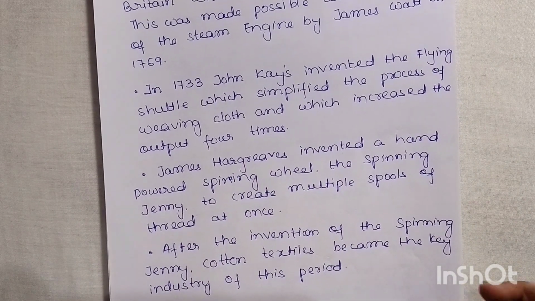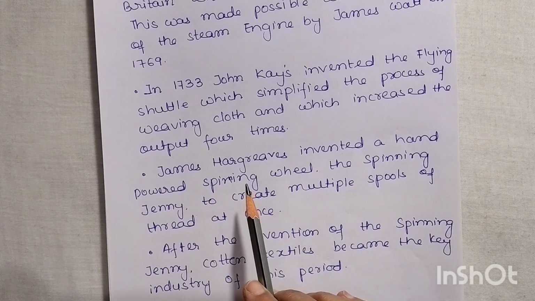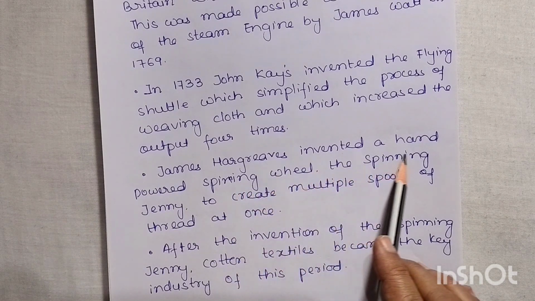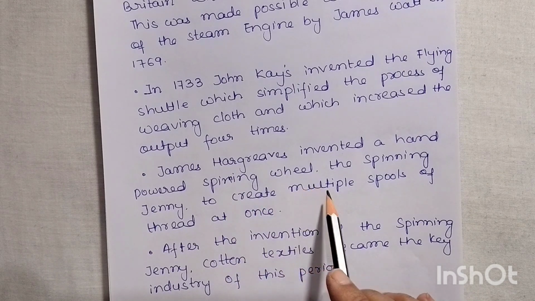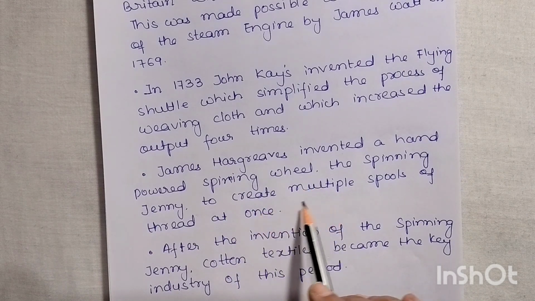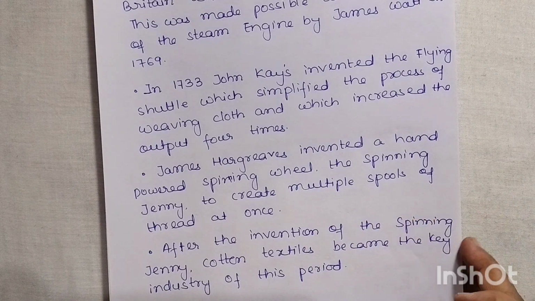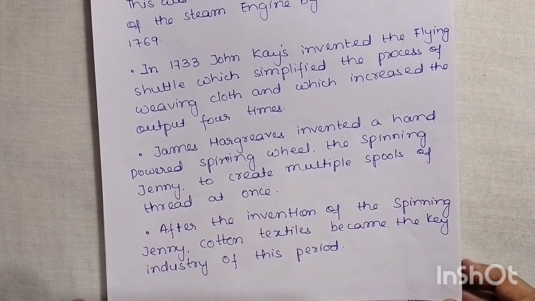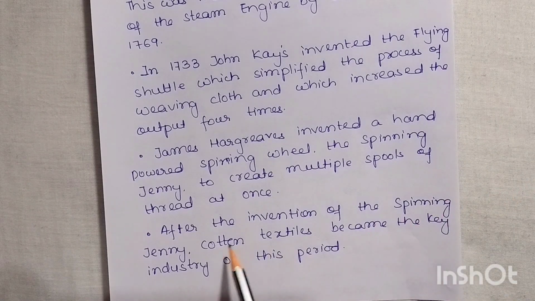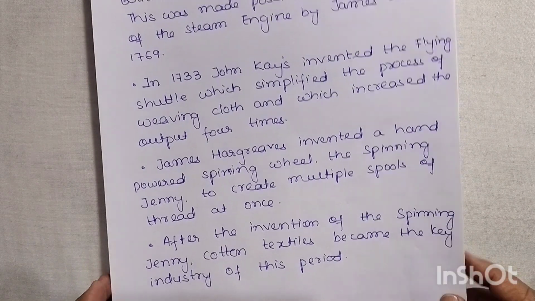James Hargreaves invented a hand-powered spinning wheel, the spinning jenny, to create multiple spools of thread at once. So another important invention was by James Hargreaves. Due to this, the thread could be spun and multiple spools of thread created at once. So the spools of thread were created in a very easy way. After the invention of the spinning jenny, cotton textile became the key industry of this period. And due to this, the cotton textile became the key industry of the Industrial Revolution.